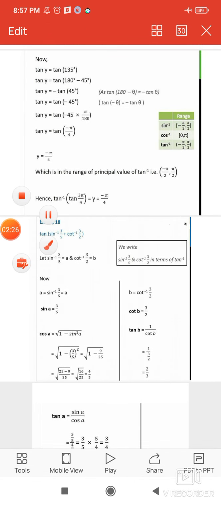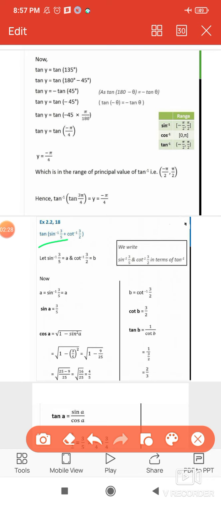Question number 18. Tan of sine inverse 3 by 5 plus cot inverse 3 by 2. Now what you have to do, you will change this sine inverse 3 by 5 and cot inverse into tan inverse. Let a is equal to sine inverse 3 by 5, then sine a is equal to 3 by 5, and then cos a is equal to under root 1 minus sine square a, which is under root 1 minus 3 by 5 whole square, is equal to under root 1 minus 9 over 25, is equal to under root 25 minus 9 over 25, is equal to under root 16 over 25, is equal to 4 over 5.